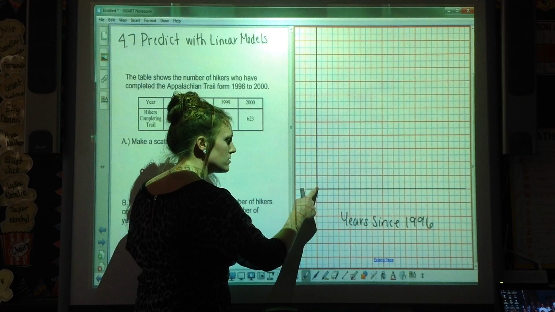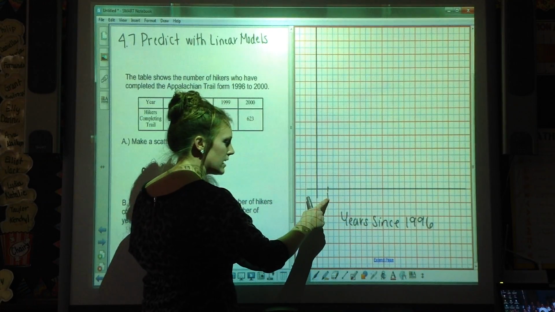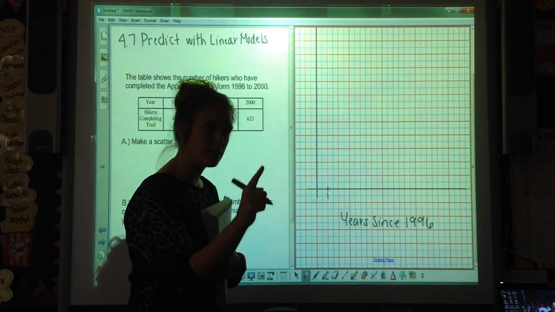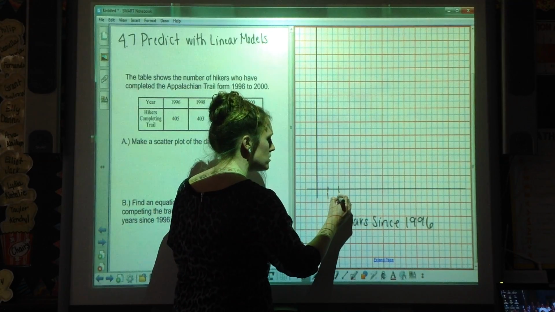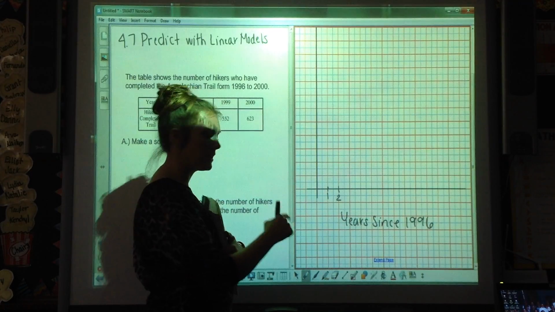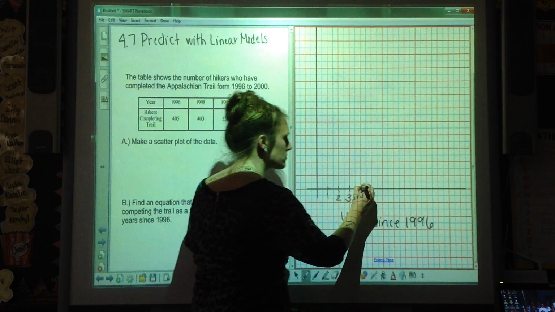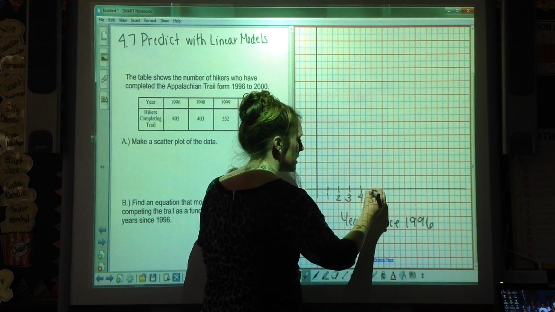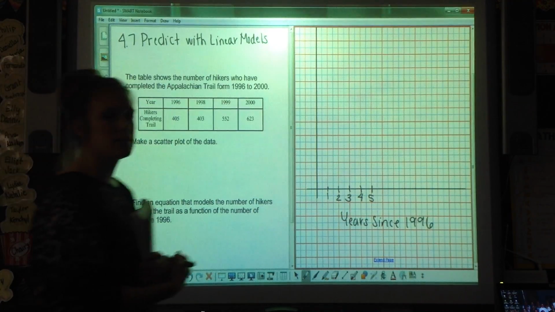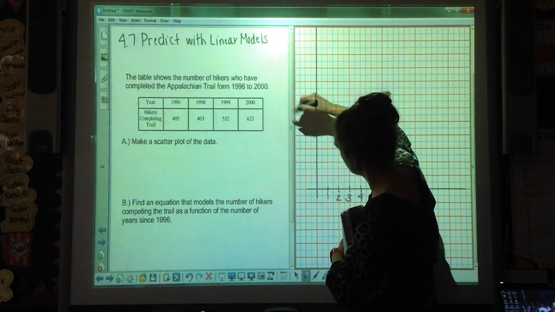This right here, the 0 is going to represent 1996. 1 is going to represent 1997 because it's 1 year since 1996. 2 is going to represent 1998 because it's 2 years from 1996. 3 is going to represent 1999. 4 is going to represent 2000, and I think that's as many as we need. The y-axis is the number of hikers that completed the trail. So I'm just going to put hikers.